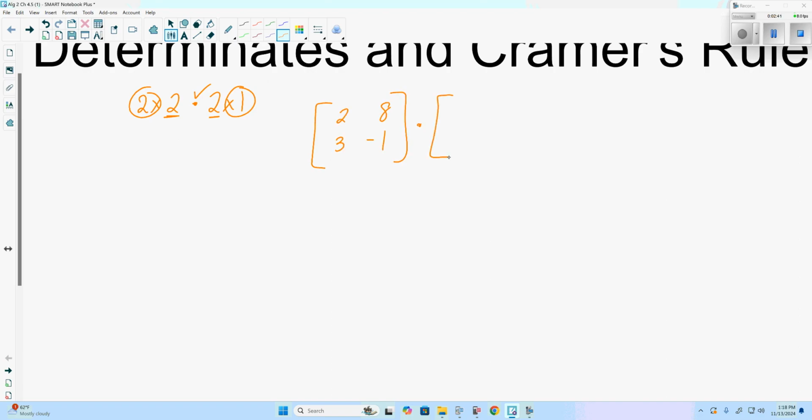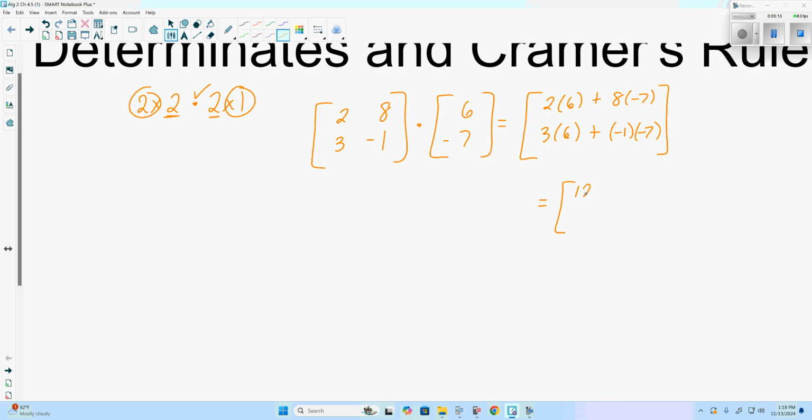And if we multiply this out, we'd go over and down. So we'd say 2 times 6 plus 8 times -7. Now, since there's not a second column in the second matrix, that's it. We just have 1. Then we do the same thing with the bottom. It'd be 3 times 6 plus -1 times -7.